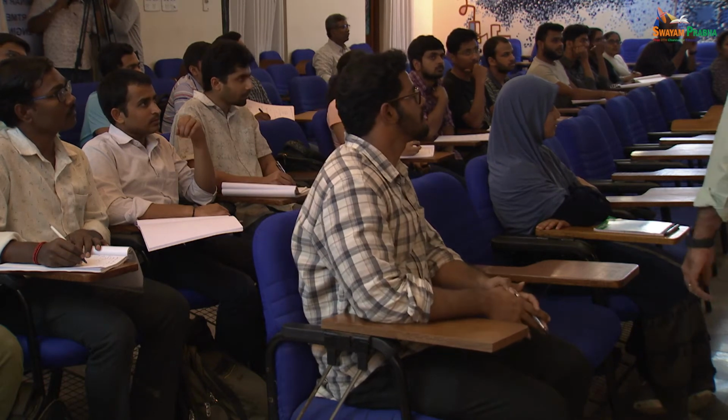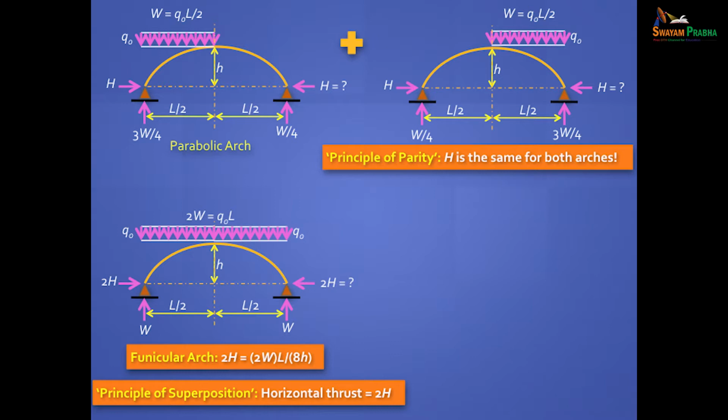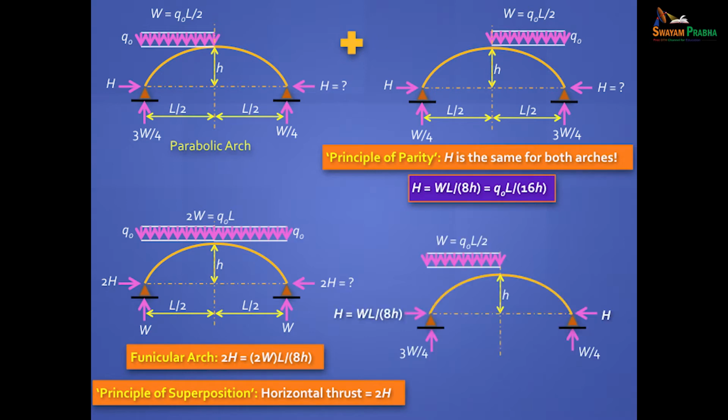Give me the answer. Capital W. WL by 8H. That's right. Instead of W, you will say 2W. 2WL by 8H. That's all. So if we know this answer, then surely we know this answer. That will be half this. That's WL by 8H, which is Q0 L by 16H. Then you've got the complete answer.